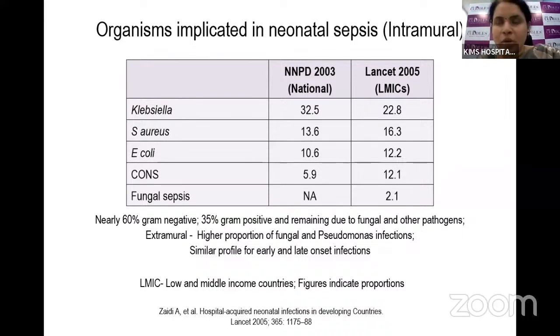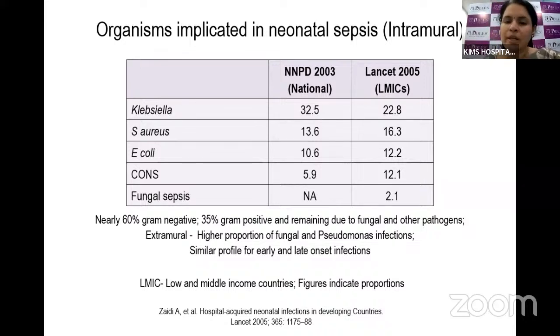Now, this need not be the same across all neonatal units. The proportions are significantly different between intramural and extramural units. And a large study from Delhi, which was named the Delhi Neonatal Infection Surveillance Study, showed us how the extramural units had higher proportion of fungal growths as well as Pseudomonas infections.